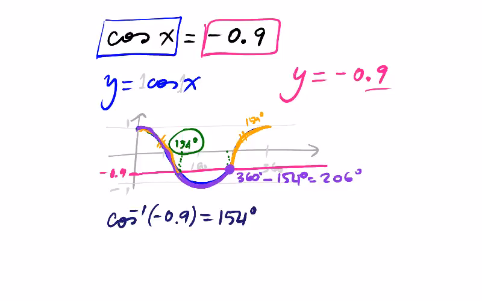154 degrees. So the two solutions that we have here, because knowing that there is one full cycle in 360, we have two solutions here for this. One of them is 154 degrees, so x is 154 degrees, or x is 206 degrees.